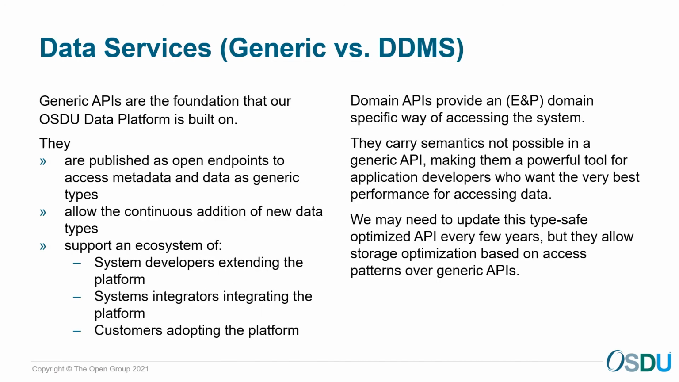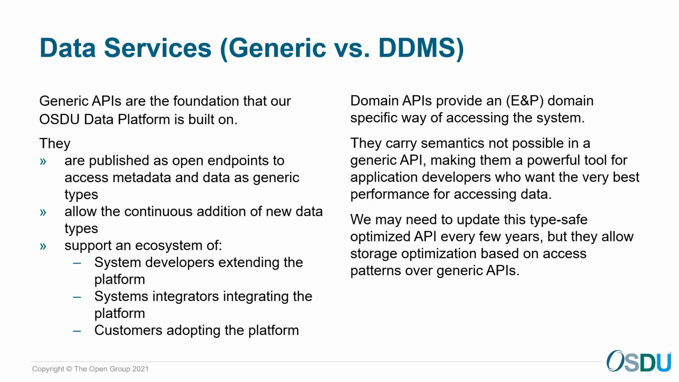The data services can be further refined into two types. There are generic APIs that can be used to define and access any type of data. They are published as open endpoints to access metadata and data as generic types, allowing the continuous addition of new data types into the system. They are frequently used by system integrators and data managers because of their flexibility.